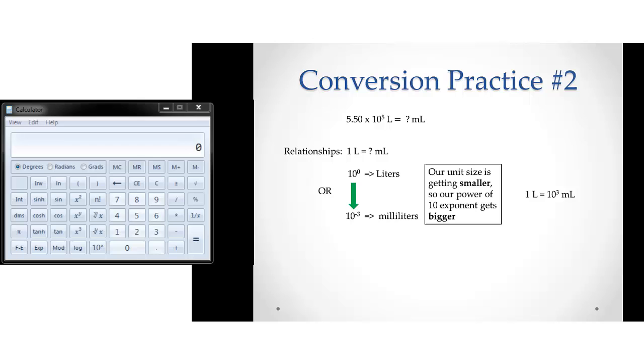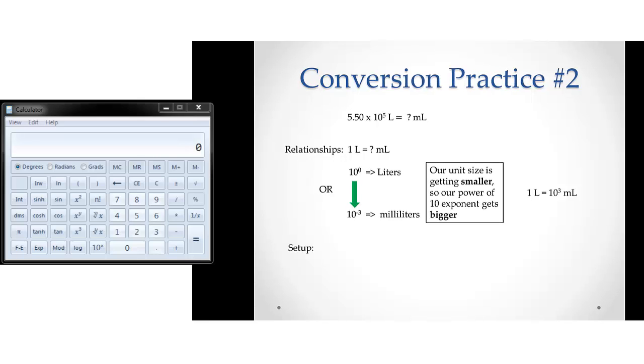Now that we have established our relationship, we can now set up our conversion. Our conversion factor is arranged so that the unit we want to get rid of, liters, is placed in the denominator, while the unit we want to change to, milliliters, is placed in the numerator. Units of liters then cancel, and we are left with the measurement in milliliters.